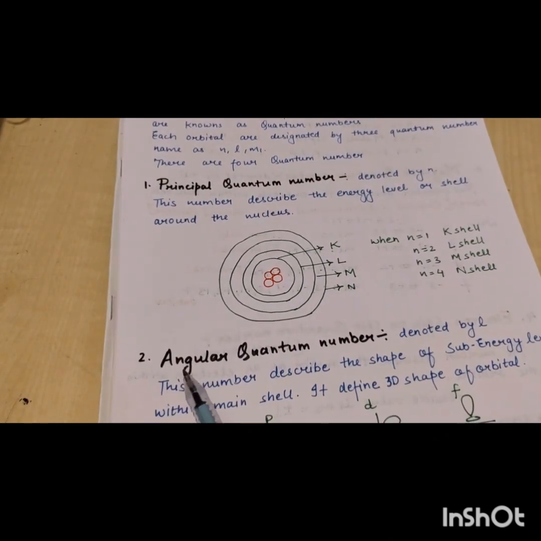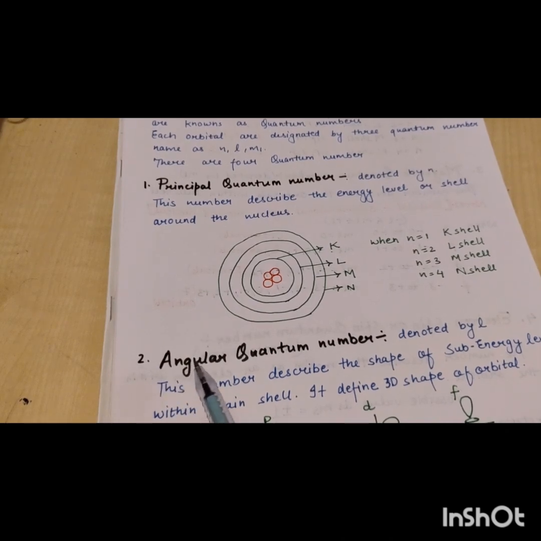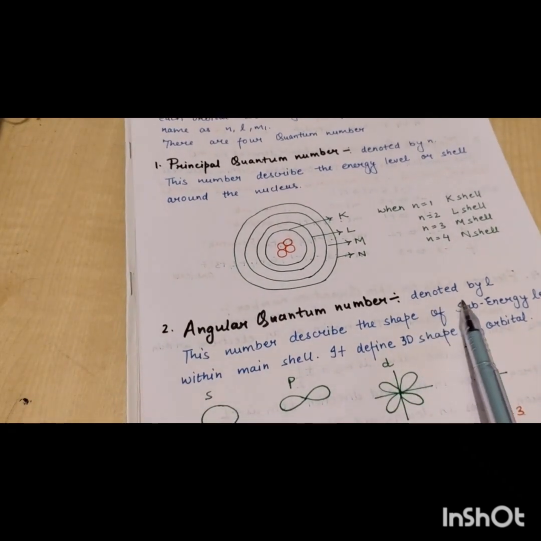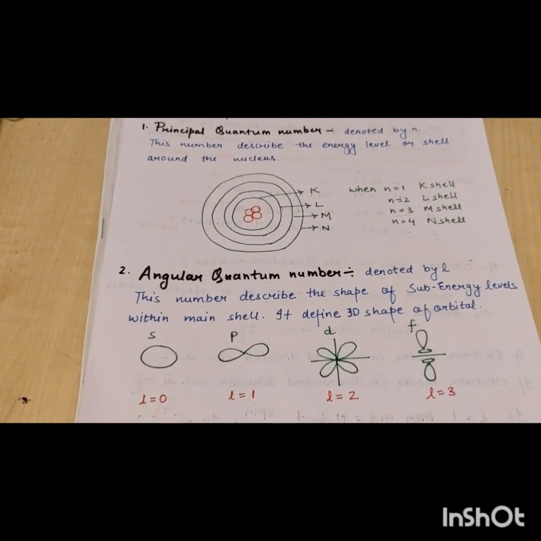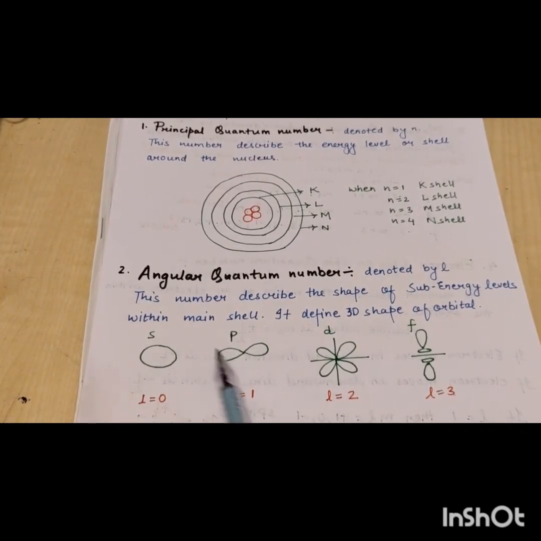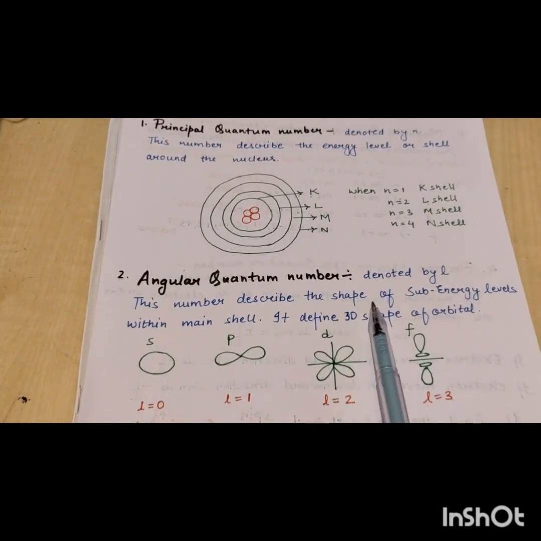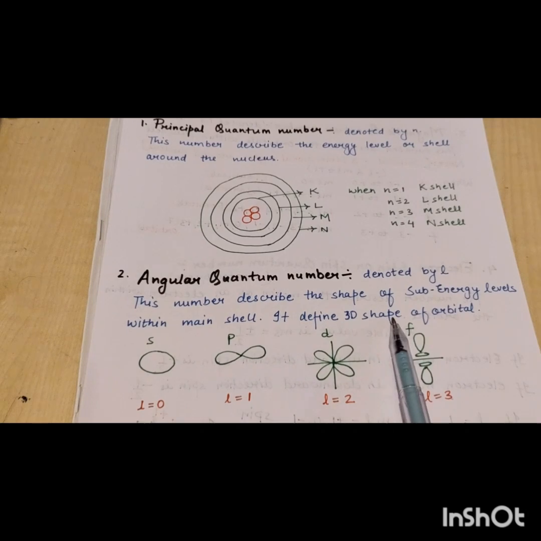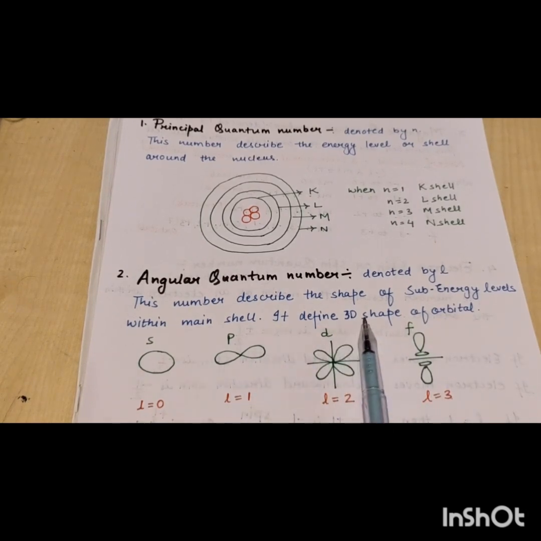Now moving towards the second, that is the angular quantum number, which is denoted by l. Now what is the angular quantum number? This number describes the shape of sub-energy levels within the main shell. It defines the 3D shapes of the orbital, meaning it represents the three-dimensional shape of the orbital.